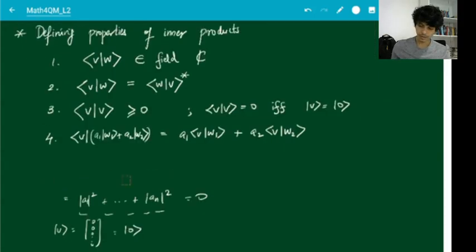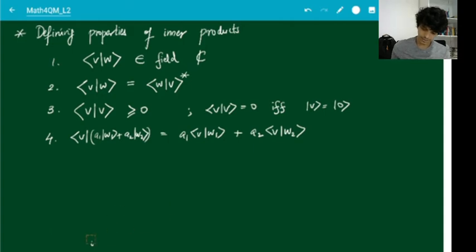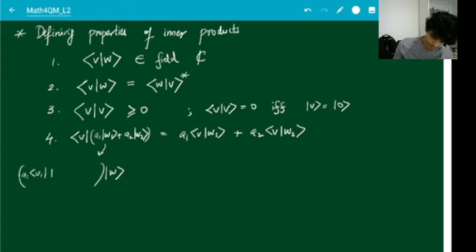One thing I want to stress over here: we have checked what happens if you distribute it over the ket. What happens if I distribute it over the bra? In particular, suppose I want to take this inner product. So W over here, but over here I want a linear combination. So I want to put, let's say, A1 V1 plus A2 V2. Then what happens?